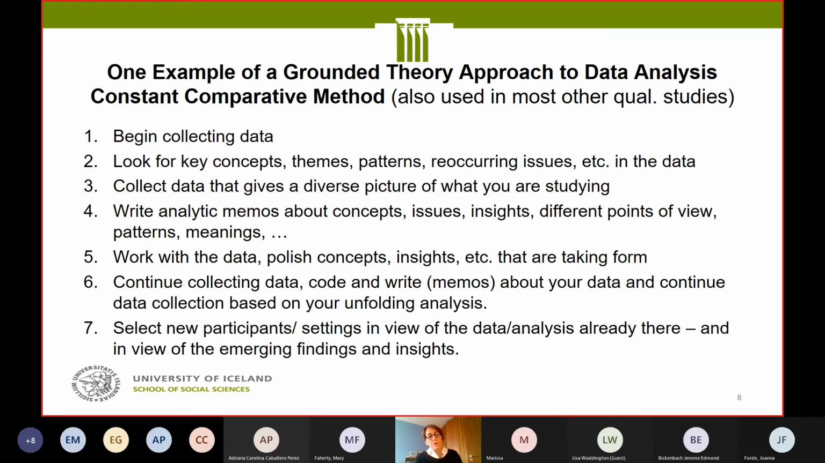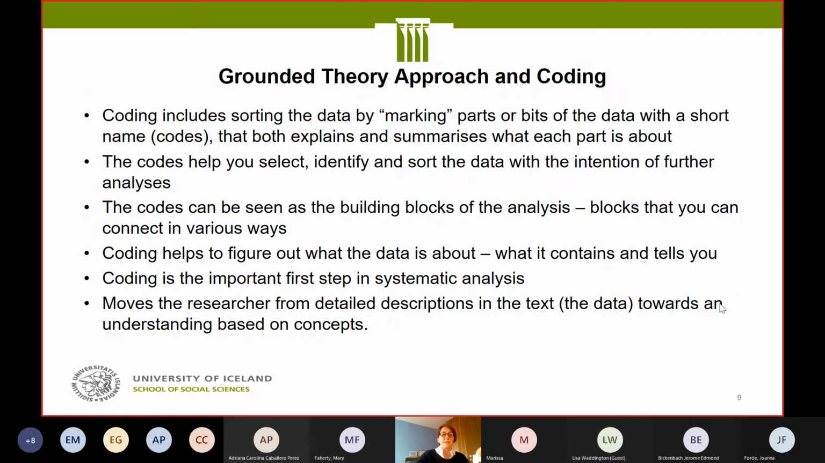And this is what you do. You continue collecting data, you code and write memos about your data, and continue based on your unfolding analysis and your unfolding insights and understandings. And then you select new participants or settings, if that's appropriate, in view of the analysis that you have already done and the data that is already there. So you continue in view of the emerging findings and insights.